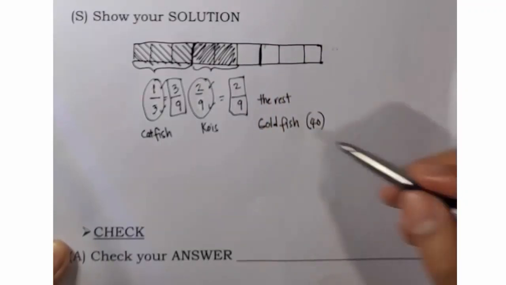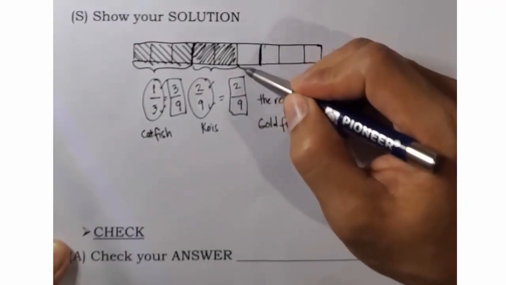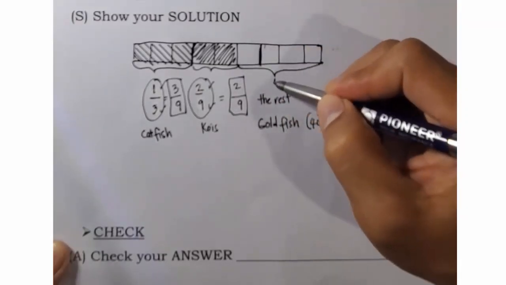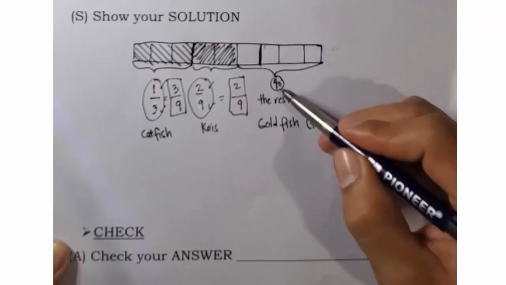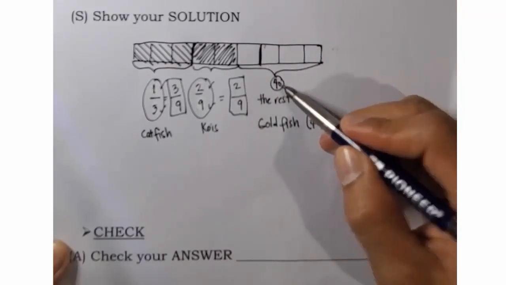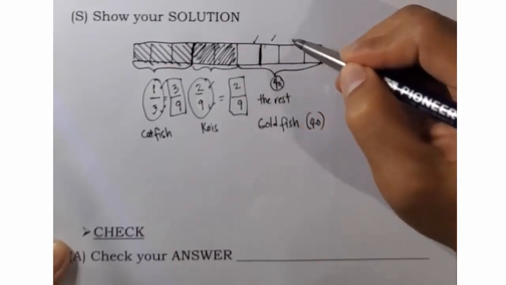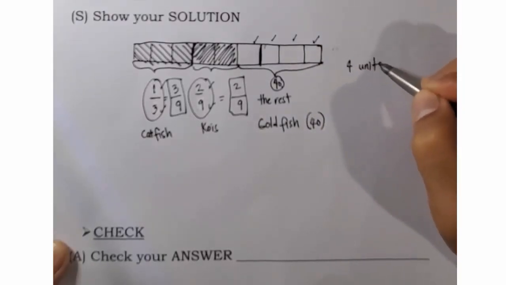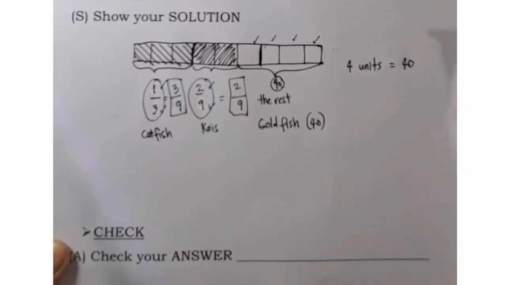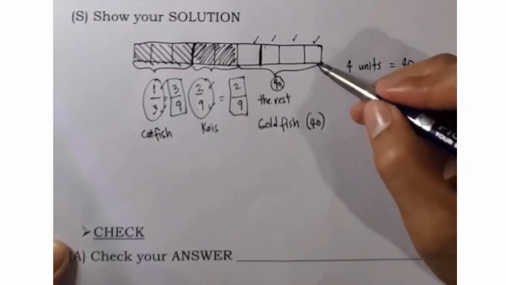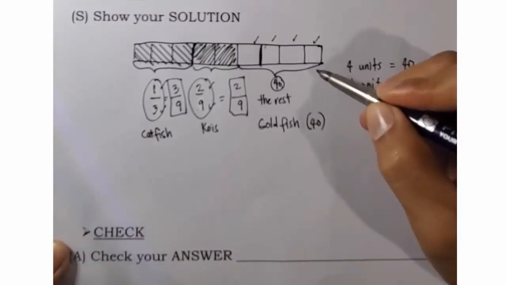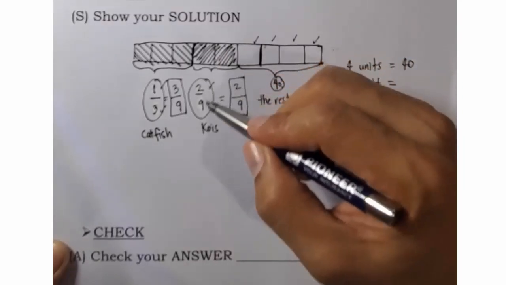Now, the rest is for the goldfish, and this is equal to 40. If you notice, the 40 here would represent 1, 2, 3, 4 units. 4 units is equal to 40. Now, all we have to know is the value of one unit. Once we know the value of one unit, we will know how many kois there are.